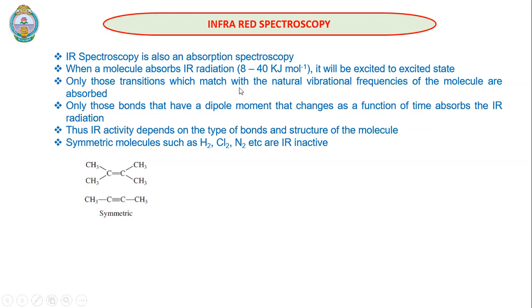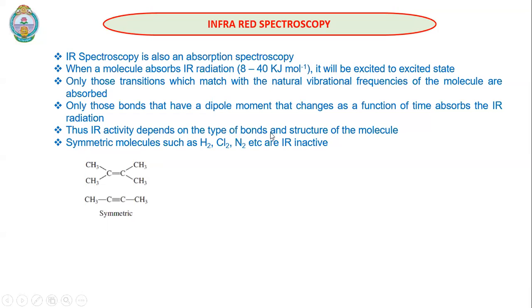Now, among these transitions which absorb IR radiation, are all these transitions IR active? No, only those bonds that have a dipole moment that changes as a function of time absorb the IR radiation. That means if the molecule possesses a dipole moment initially, it is an IR active molecule. Alternatively, if the molecule is symmetrical, that means its dipole moment is zero, but during the vibrations, if its dipole moment changes, then also it is IR active. So the basic selection rule for a molecule to be IR active is it should have a permanent dipole moment, or it should have some dipole moment during the vibrations. Only those bonds which possess some dipole moment during the vibrations are IR active.